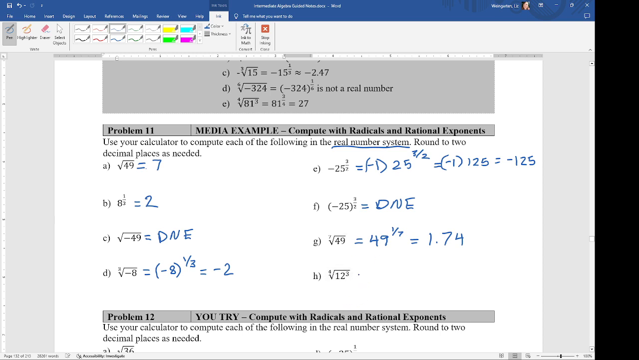Finally, letter H. We are taking this 12 to the 3rd power and then taking the 4th root. Look at example E up here. Whatever is on the outside on the root is going to be in the denominator of your exponent. Whatever is on the inside of the root is going to be the numerator of your exponent. So what we're going to type into our calculator is 12 to the 3/4 power. So I'll go ahead and type that in. And I get, rounding up, 6.45.